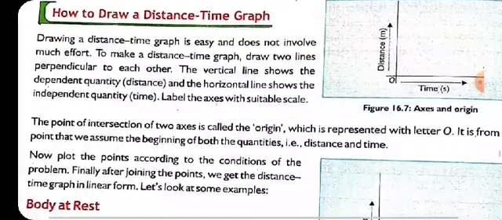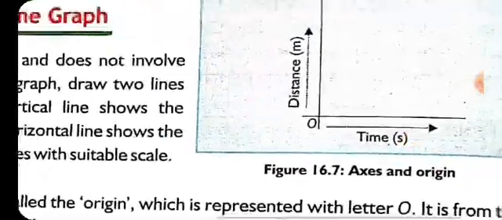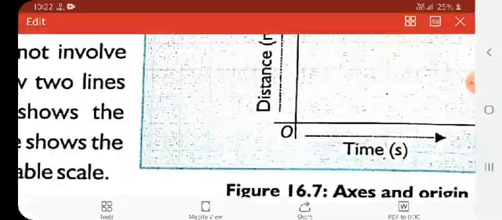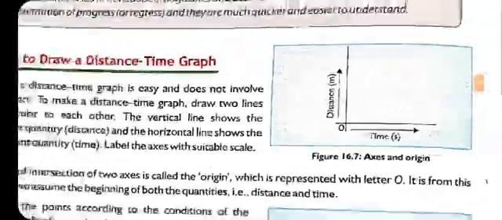Next comes how to draw a distance time graph, beta. In this also, time is an independent quantity that is taken along the x-axis, and the dependent quantity, that is distance, which can change, is along the y-axis. The point of intersection of the x-axis and y-axis is taken as the origin. We start from 0.